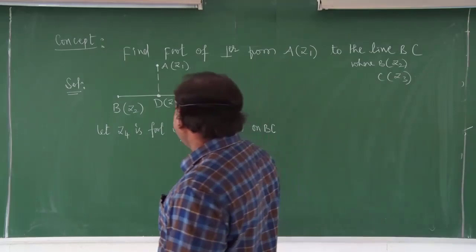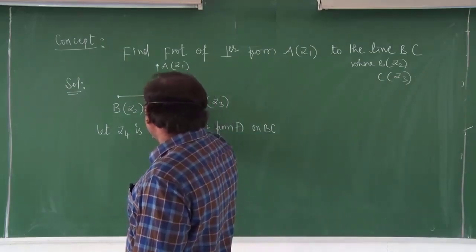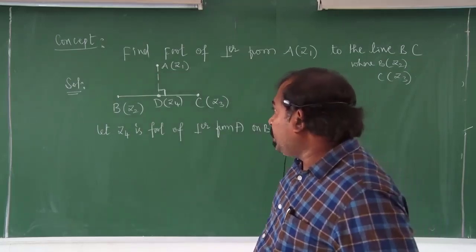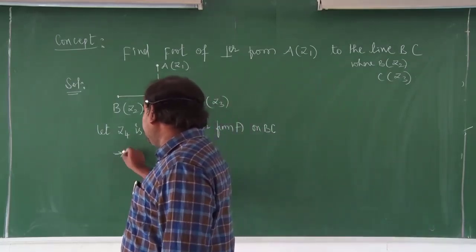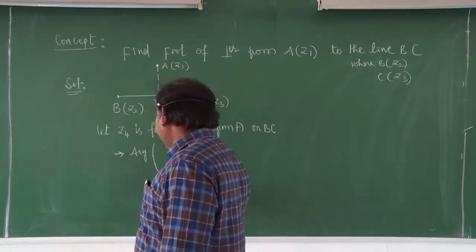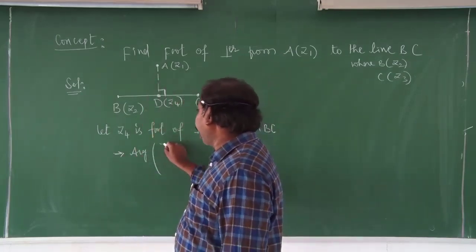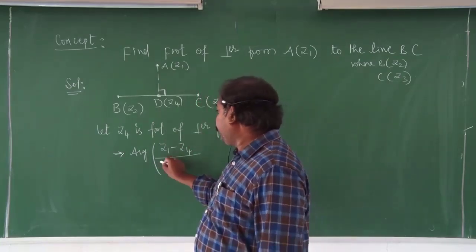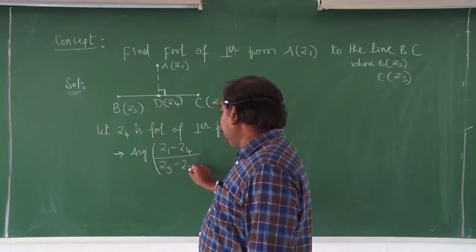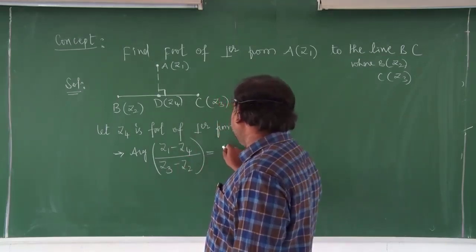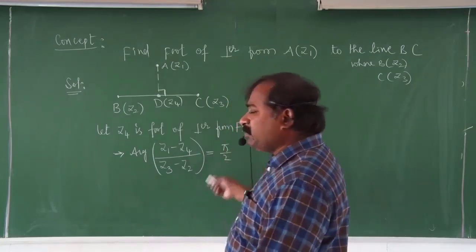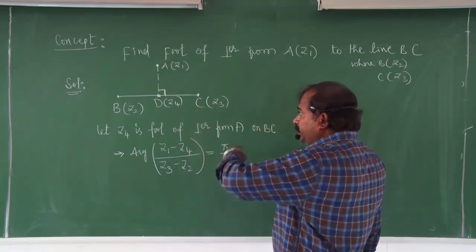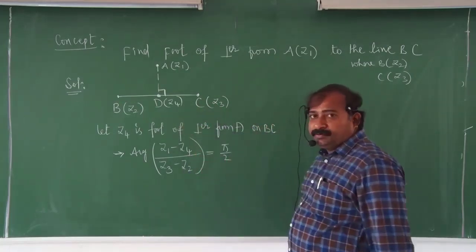Then if you observe, what is the angle here? 90 degrees, right? So I can write that the argument of (Z1 minus Z4) by (Z3 minus Z2) is equal to what? Pi by 2 or minus pi by 2, not an issue. The argument of (Z1 minus Z4) by (Z3 minus Z2) is equal to pi by 2.